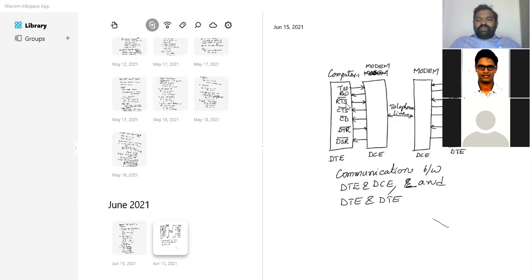And after that, once again a second request signal is sent by the computer, a request to send, right? So there are two requests: one is data terminal ready, the first request to the modem. After getting the data terminal ready, this modem 1 will communicate with the other modem, and this particular modem will communicate with computer 2.